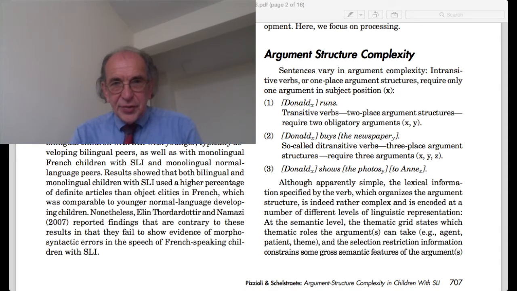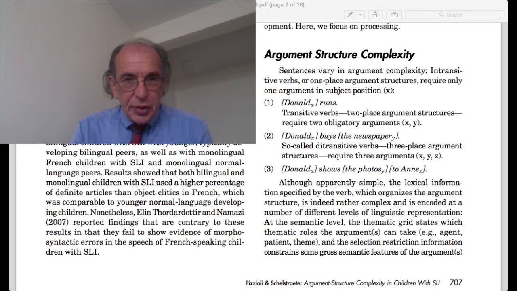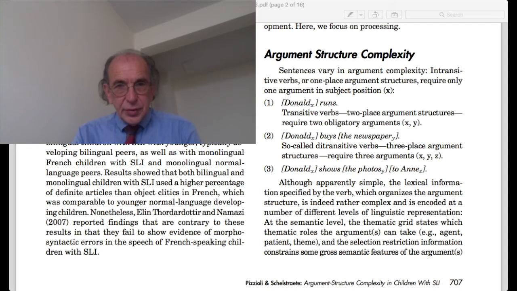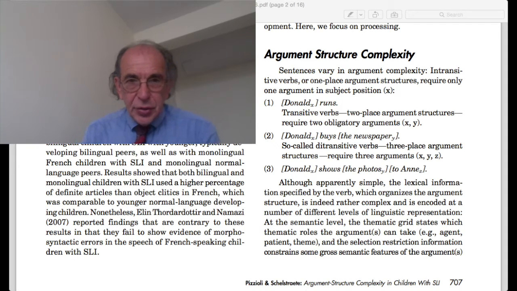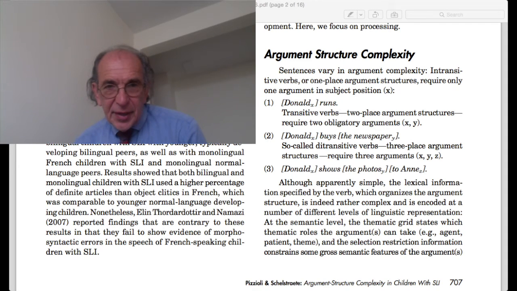So Donald buys the newspaper, Donald buys candy, Donald buys some kind of a thing that could be bought. So it takes two arguments. Some verbs take three arguments. They take one subject, also a noun, and two noun complements. Donald shows the photos to Annie.